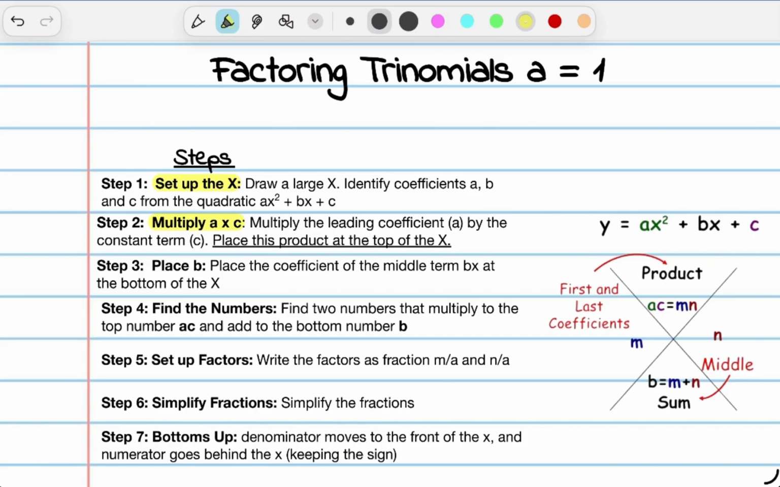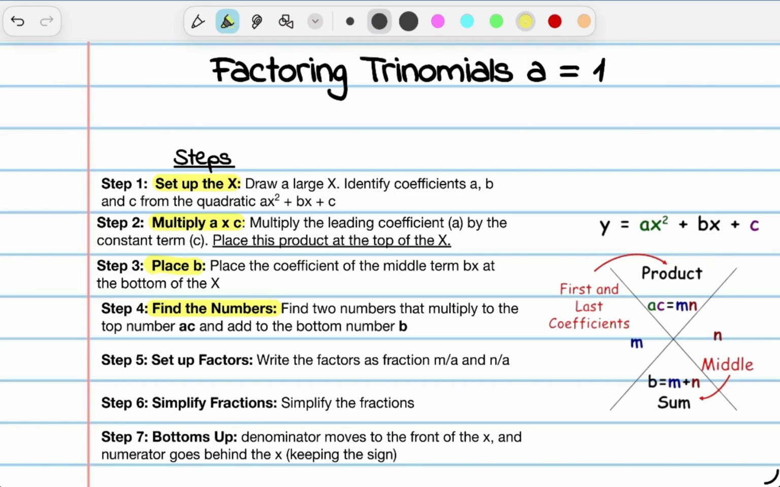Then step 3 says we're going to place b. Now we're going to place the coefficient of the middle term, which is the bx part, at the bottom of the x, all right? Step 4 says that we're going to then find the numbers. We have to find two numbers that multiply to be the top of the x, and also either add or subtract to be the bottom of the x, which is the b part, okay? Now, we also got to remember that when we fill in this x, we got to keep the signs that are attached to the numbers with them, okay, at the top and bottom.